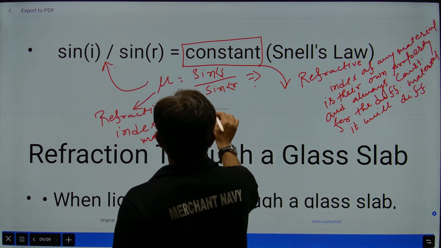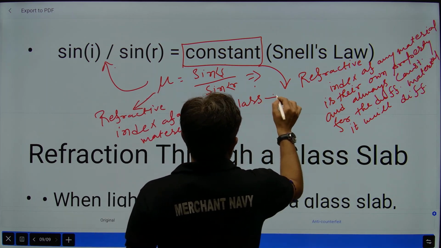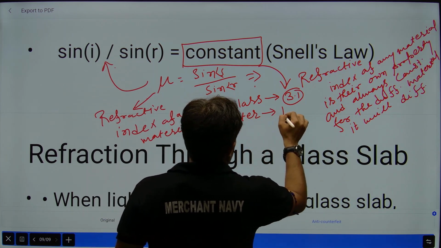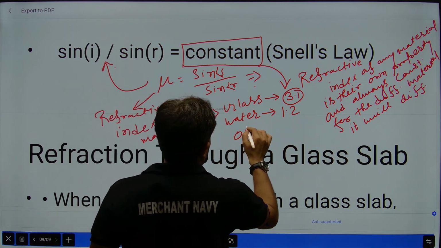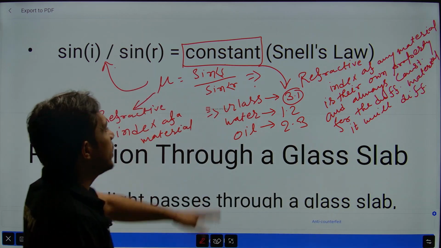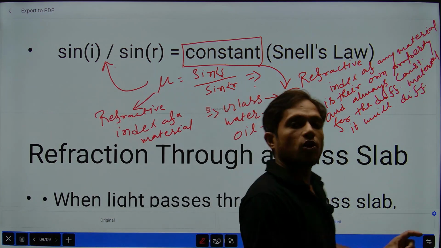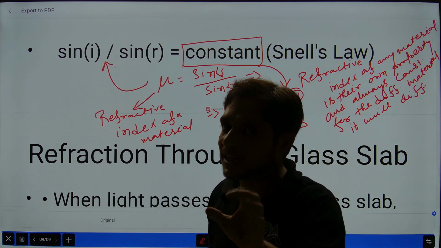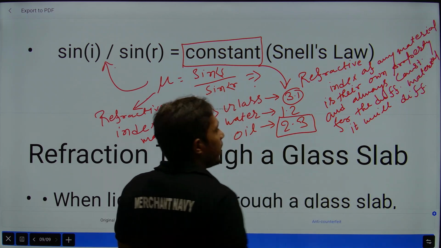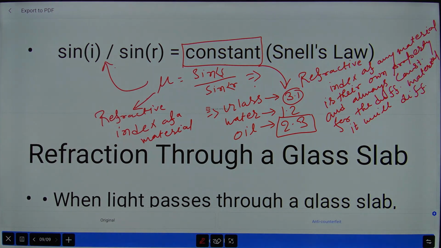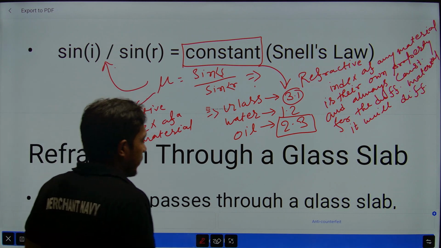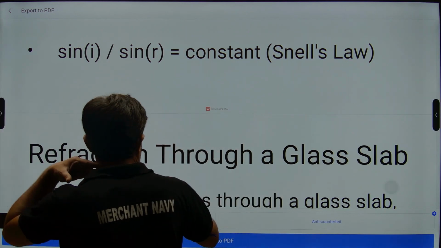Suppose glass has a refractive index of 3.1, water has a refractive index of 1.2, and oil has a refractive index of 2.3. These are the refractive indices of various materials. Different materials have different refractive indices, and the refractive index never changes. It remains constant. Now comes a new phenomenon of refraction: refraction through a glass prism.